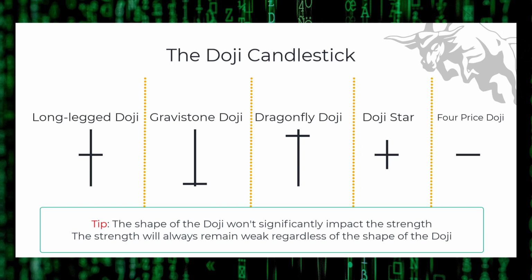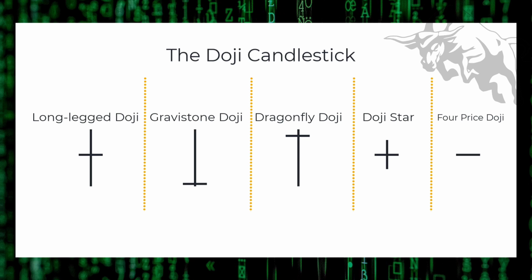So, the doji can be used as a confirmation for your other technical signals, where you would have taken that trade anyway, regardless of whether it had shown up or not.